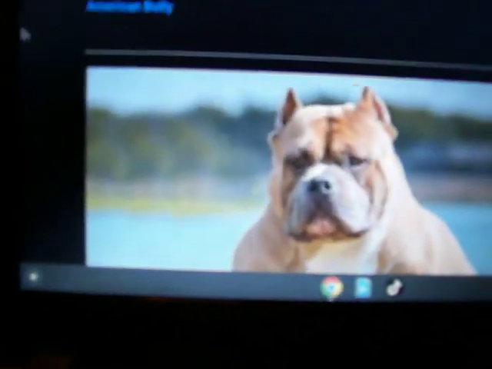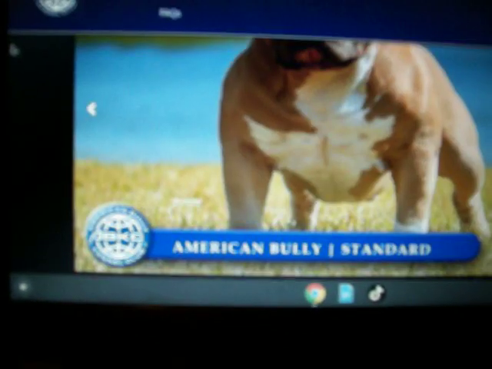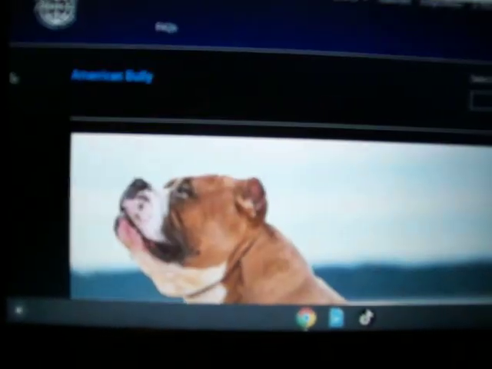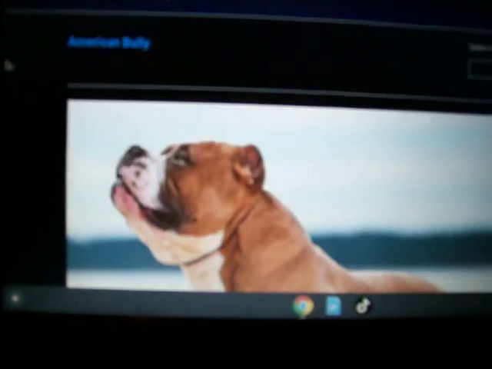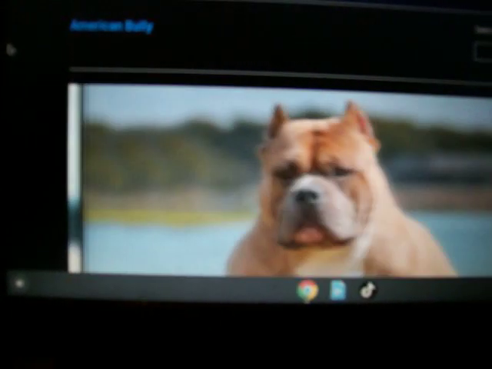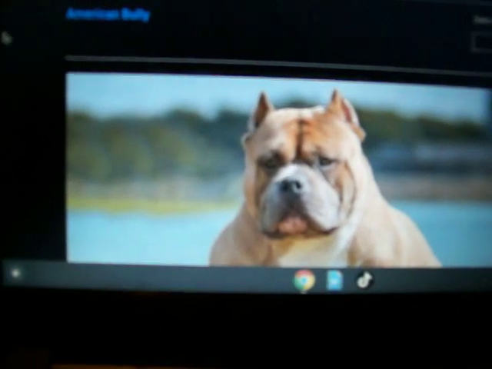A lot of people are asking me what the heck is going on with the UKC. Why is the UKC banning a certain breed? And so on. Well, the breed that they're banning is the American Bully. It is a breed that was established in the 1980s to 1990s in the U.S. And this is what they can look like.